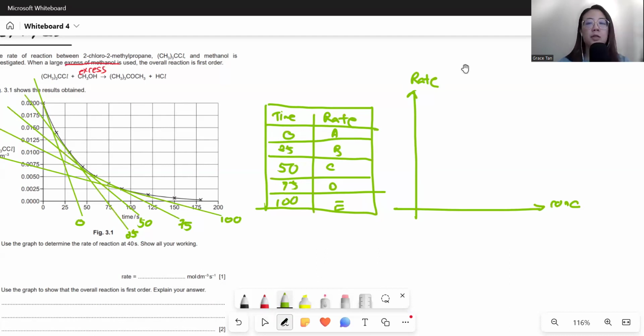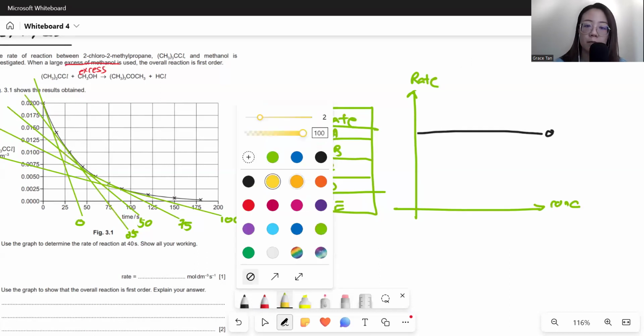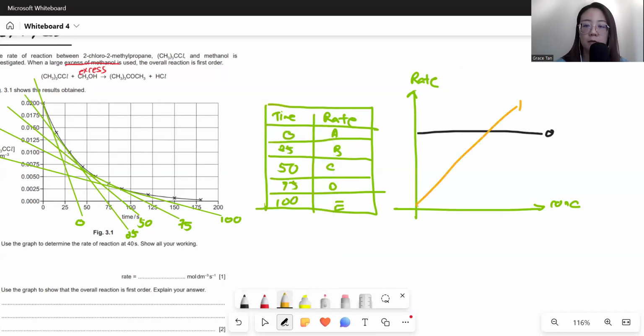Now, there are 3 ways the line will come out according to method number 2. If it comes out a straight horizontal line, congratulations, you are 0 order. If it comes out a straight diagonally upward line, this is called first order. If your best fit line comes out as an upward curve like that, it is called second order. So we can see method number 2 lets you clearly differentiate between 0, first, and second order with confidence.